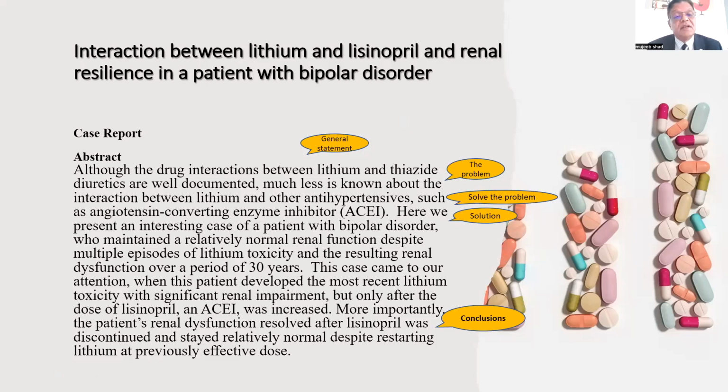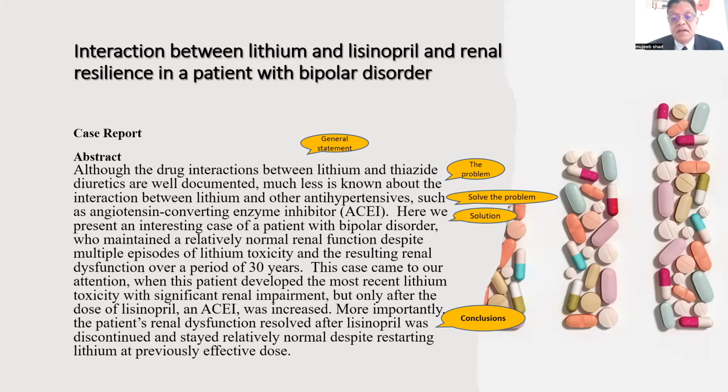So the general statement in this abstract is, although the drug interactions between lithium and thiazide diuretics are well documented, we are introducing an idea, right? The problem is deficiency, right? I told you about deficiency comes next. Much less is known about the interaction between lithium and other antihypertensives, such as angiotensin converting enzyme inhibitors. So now you have a general statement, and now you have a problem.